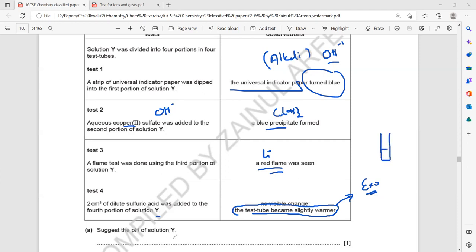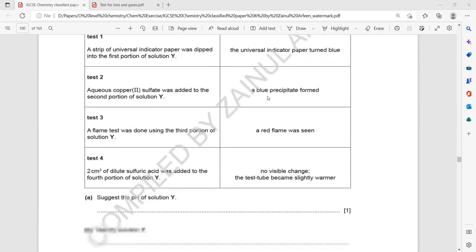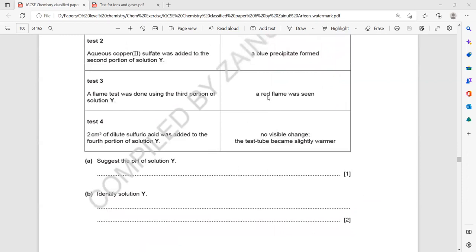Suggest a pH of the solution. You can mention pH 11, pH 10, but 11 is more appropriate, as even if it's a weak base, you will mention 11. Identify solution Y. So what is solution Y? Solution Y is lithium hydroxide. One mark is for mentioning lithium. One mark is for the hydroxide. Is this part clear?